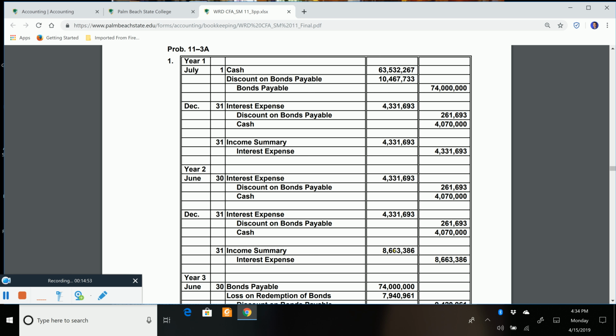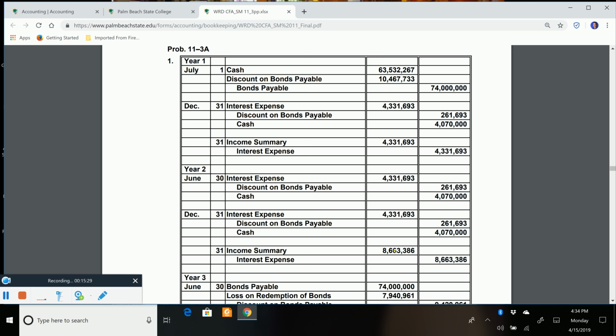So if we go to problem 11-3A, you will find various transactions over a 3-year period dealing with bonds. So first, July 1. The company issued $74 million of 20-year 11% callable bonds dated July 1, year 1, at a market rate of 13%. Let's just dig into that sentence so we understand it.